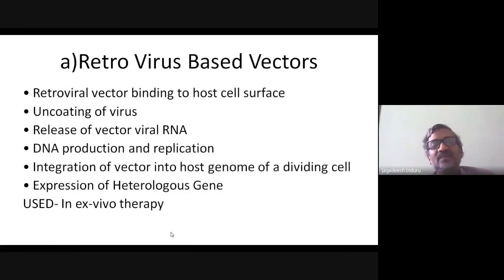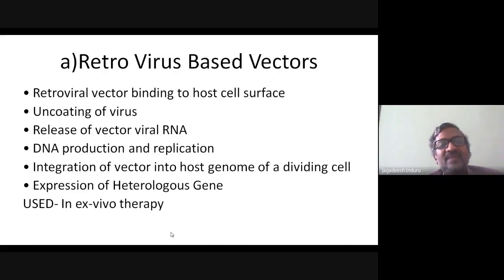The RNA that is released gets introduced into the DNA of that particular cell. Now the DNA is not the original DNA the patient actually had. The introduced RNA portion is also there, and it will guide the duty of that DNA and it will replicate. So there is integration of the vector into the host genome of the dividing cell and expression of the heterologous gene.